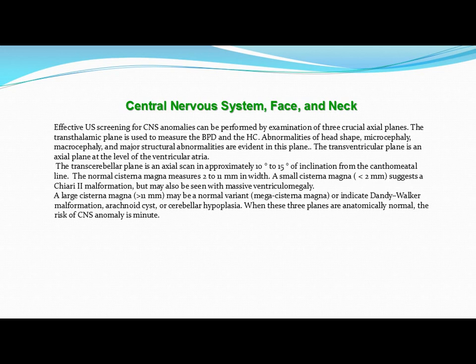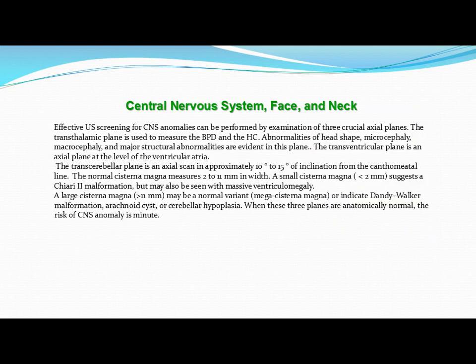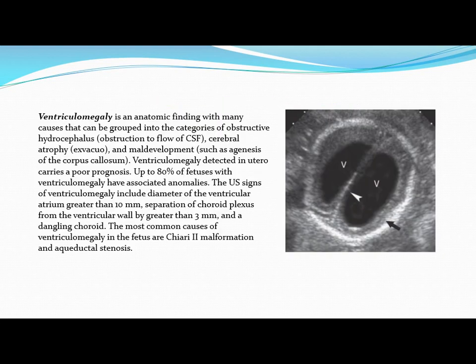Okay, let's do it fast. So we have the central nervous system, face and neck abnormalities. First, you have to scan the brain at three distinct levels. You should know them all. The transcerebral, you know what planes. You look carefully for evidence of ventriculomegaly, because up to 80% of them have some sort of associated anomalies.